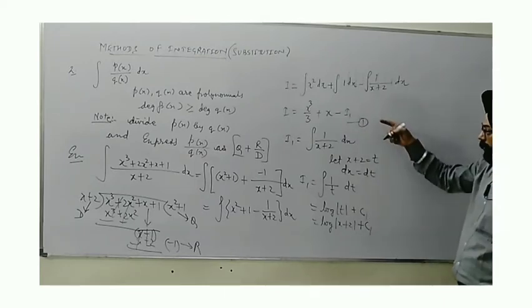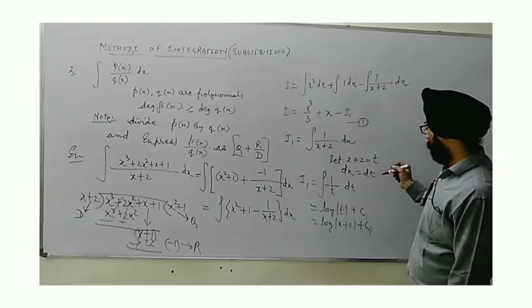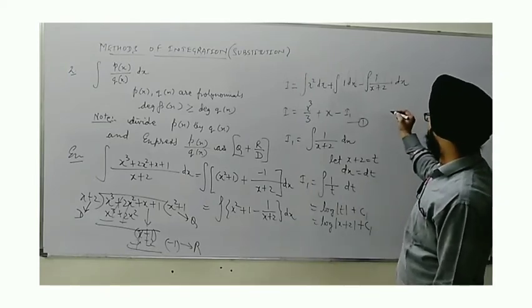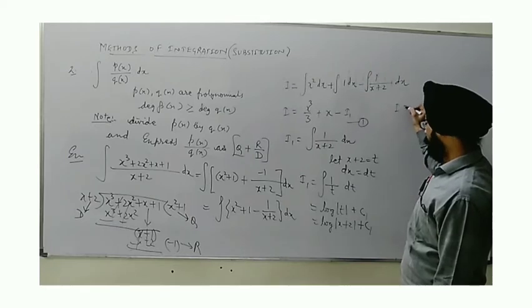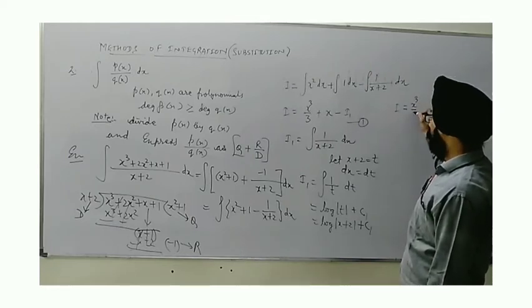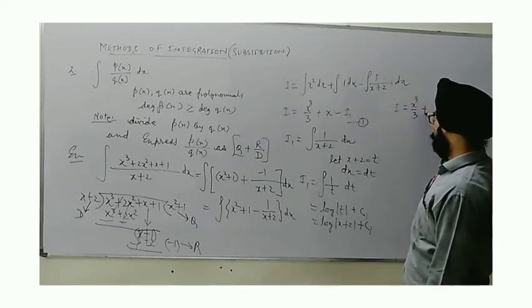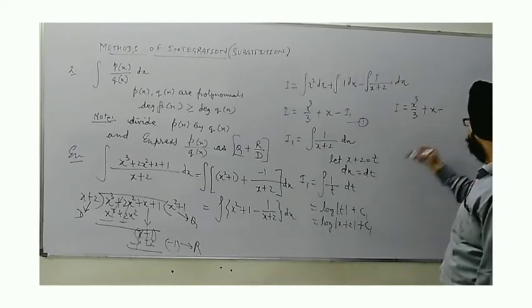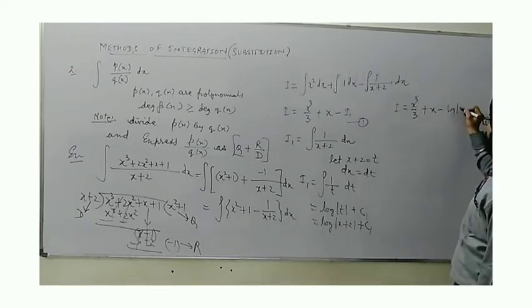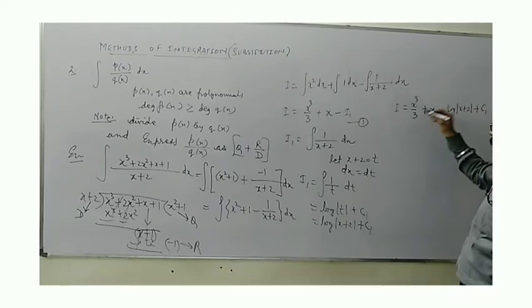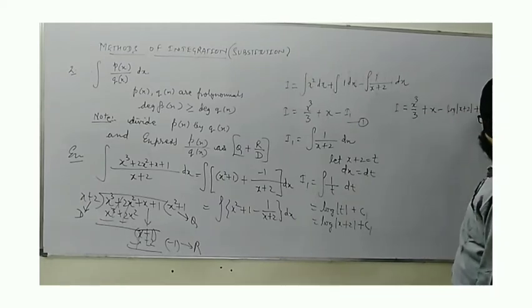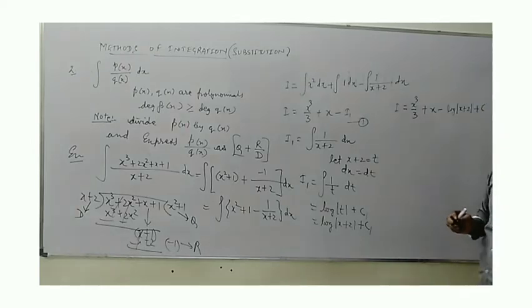Now when I put this value here, I is equal to x cube upon 3 plus x minus log of mod x plus 2 plus c1, and including all, we can say this will be the constant c.